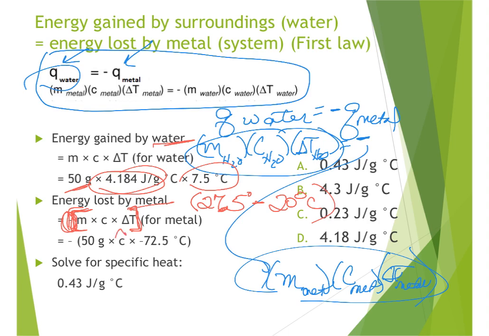All right, so plugging in what we know for the metal and then rearranging the equation to solve for specific heat of the metal. I'm not going to do this here. I will do it in class, but you need to make sure that you can take this equation and simplify it mathematically so that you solve for the specific heat of the metal and do in fact get 0.43.